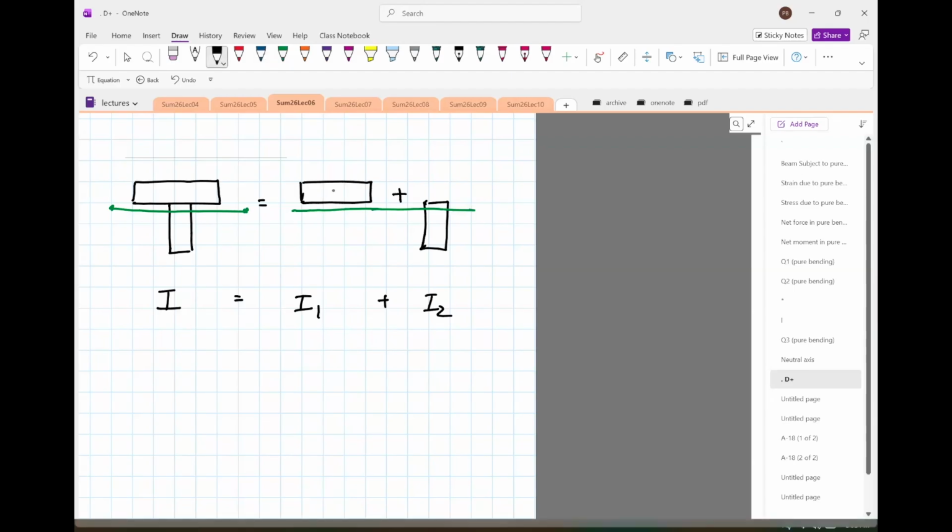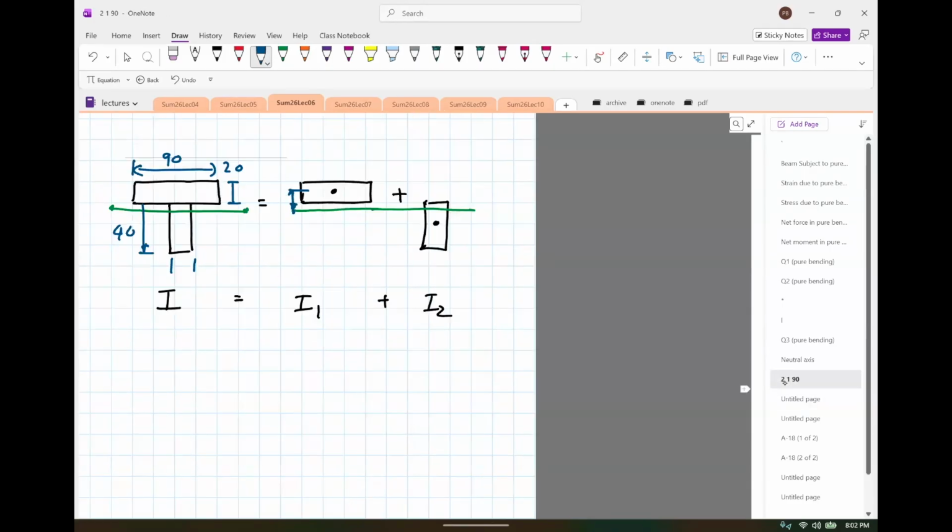What we need here is the distance of the center of this from the neutral axis, and that is easy to find, this distance. Let me put on all the dimensions here: 40, 20, 90, and I think 30. Okay, so this distance now you can see is 2 millimeters.